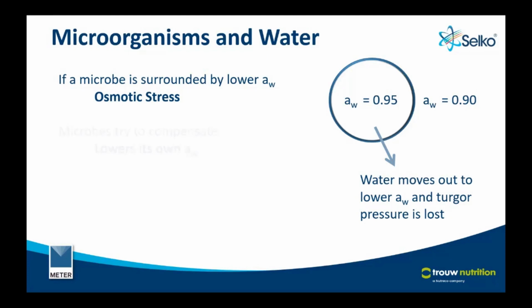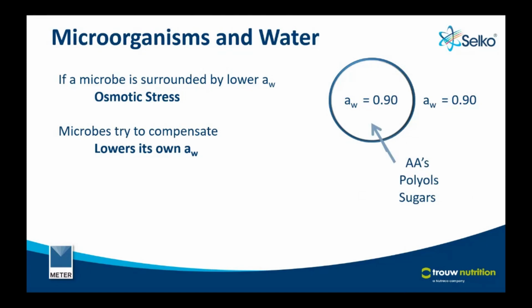So to deal with this situation, what the microorganism can do to compensate is try to lower its internal water activity. And there's really two different methods that this can be done. Here to the right of your screen, you'll see that the microorganism is starting to incorporate things like amino acids or polyols or sugars. So that would be one way to lower the water activity. It can also change the makeup of its membrane in order to deal with these types of situations. So in this example, the microorganism has reached a water activity of 0.9, and it can continue to grow and it's happy.